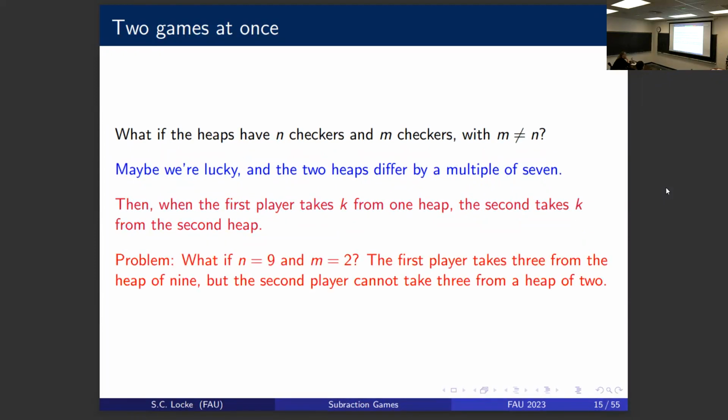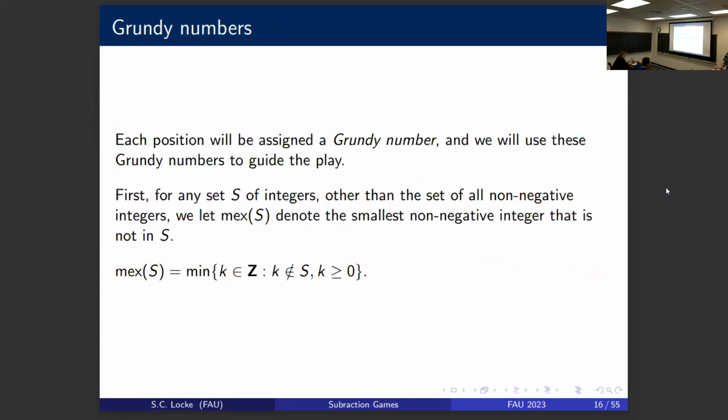Okay, so here's that 9 and 2 example, right? The player takes 3 from a heap of 9, the second player can't take 3 from the heap of 2. So I can't do that strategy of trying to keep the difference a multiple of 7. Okay. So maybe it's time to add some mathematics into this. Not very much mathematics, a little tiny bit of mathematics.